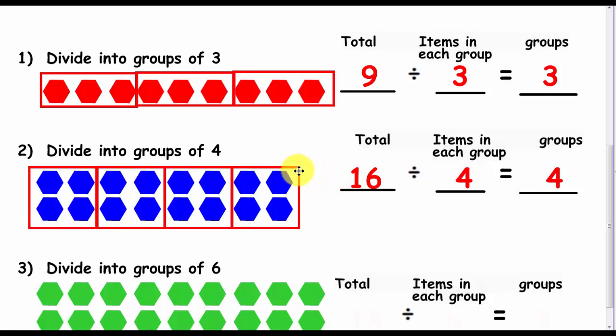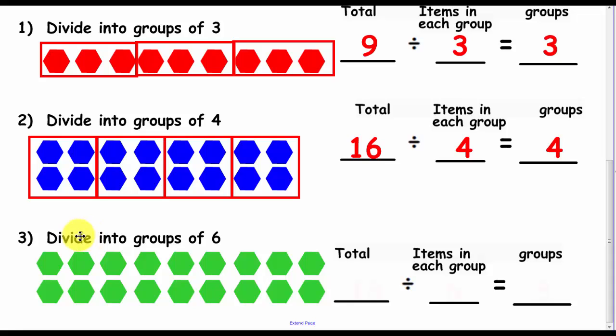Now what we're going to do here is draw a block around each one. So here's group 1, 2, 3, and 4, and there's 4 in each group. So hopefully that one made sense. Let's look at the last one here, number 3 anyway. We're going to divide it into groups of 6.